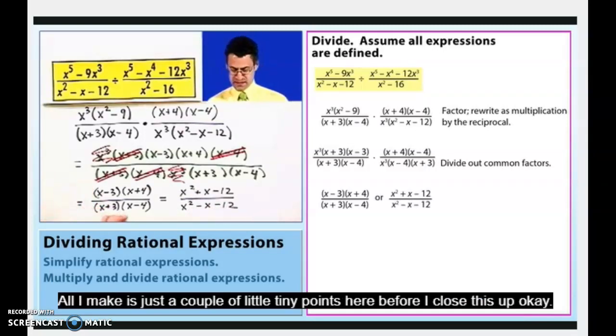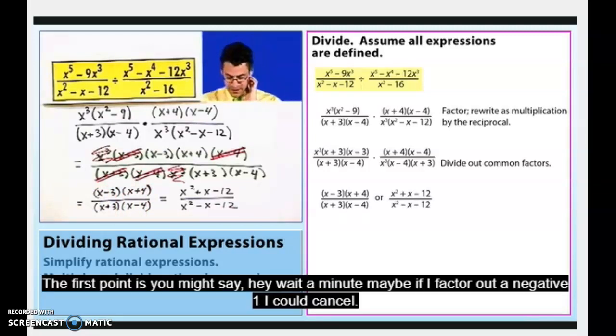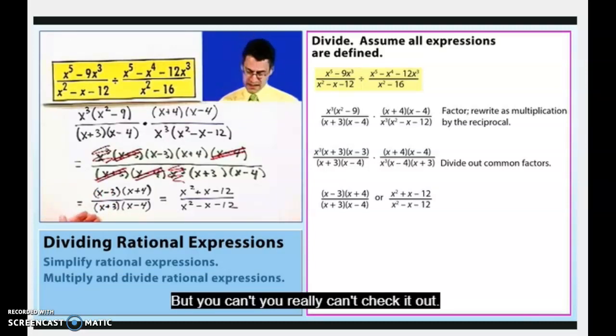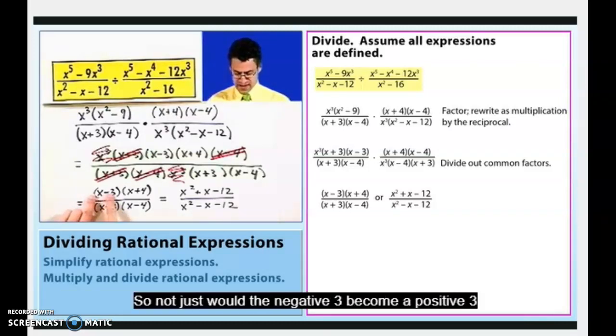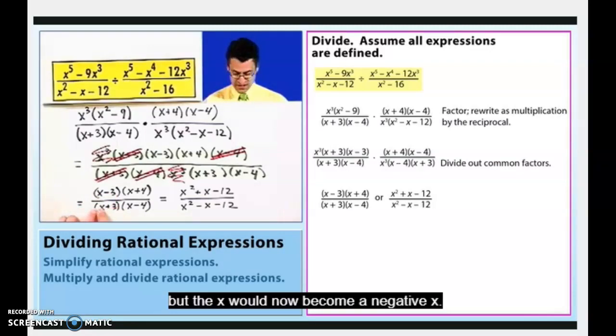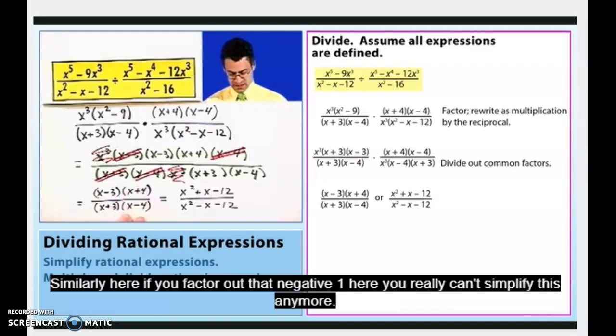I want to make a couple of little teeny points here before I close this up, okay? The first point is you might say, hey, wait a minute. Maybe if I factor out a negative 1, I could cancel. But you really can't. Check it out. If you factored out a negative 1 here, you would switch the signs of everything. So not just would the negative 3 become a positive 3, but the x would now become a negative x. So you can't cancel it with this. Similarly here, if you factor out the negative 1. You really can't simplify this anymore.